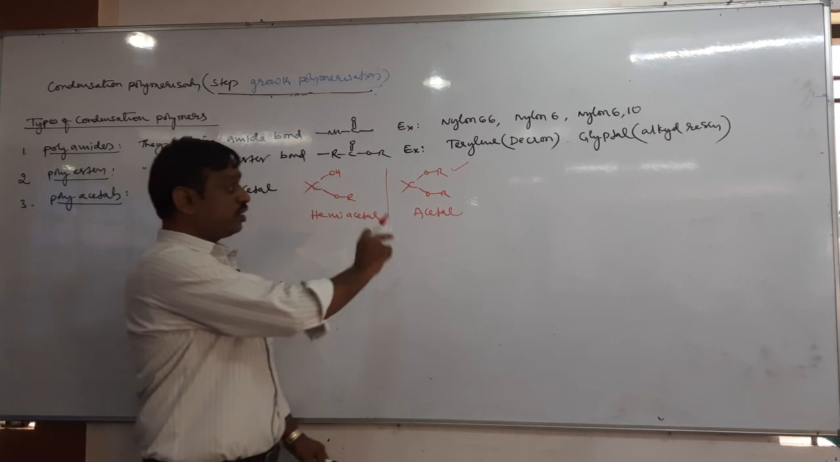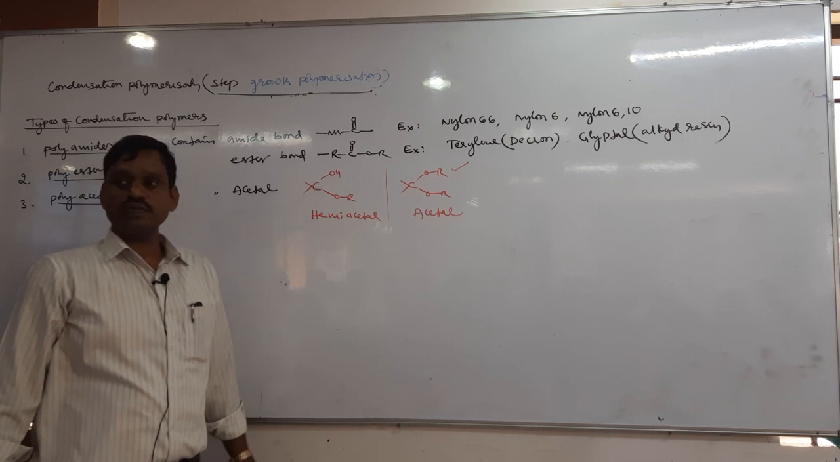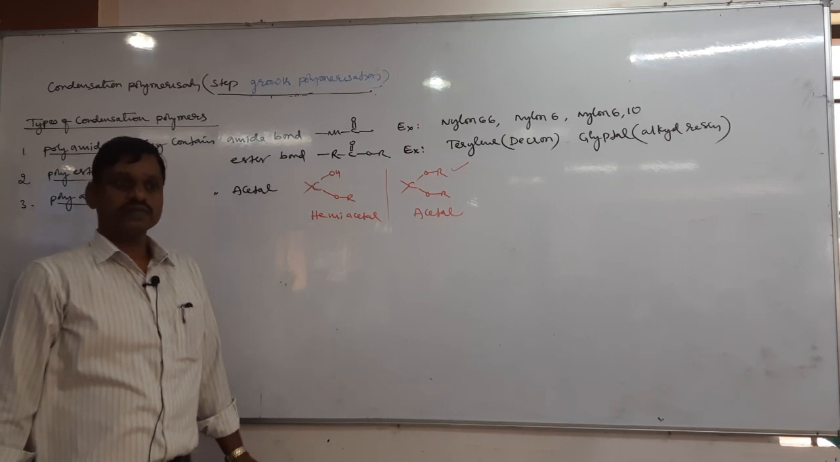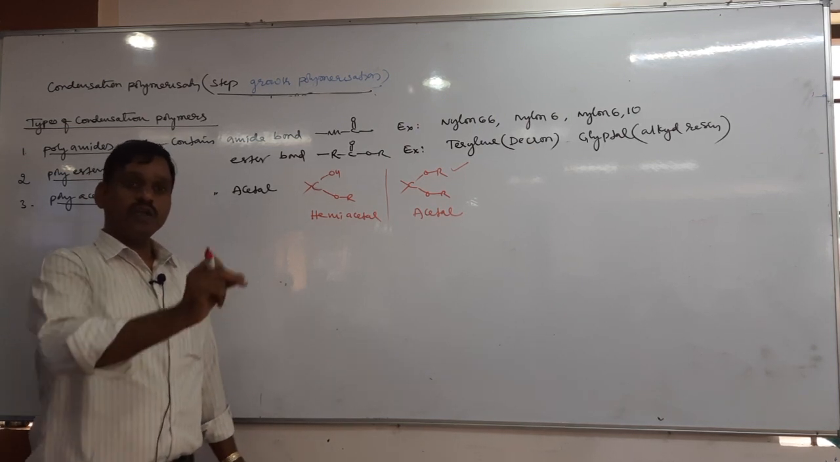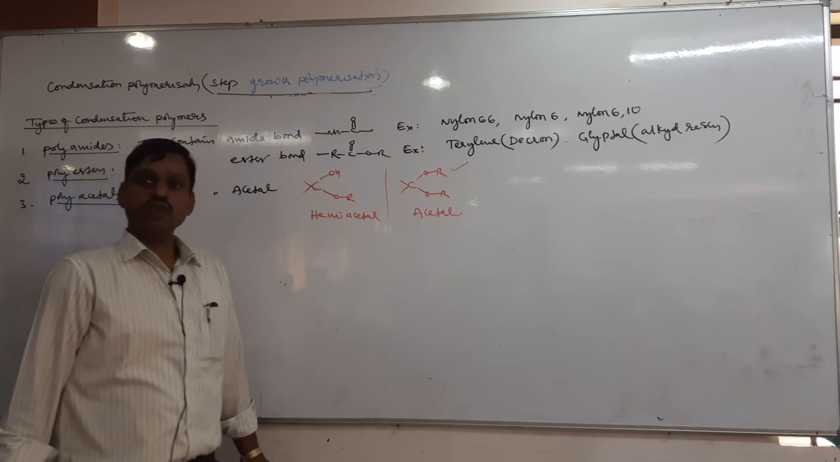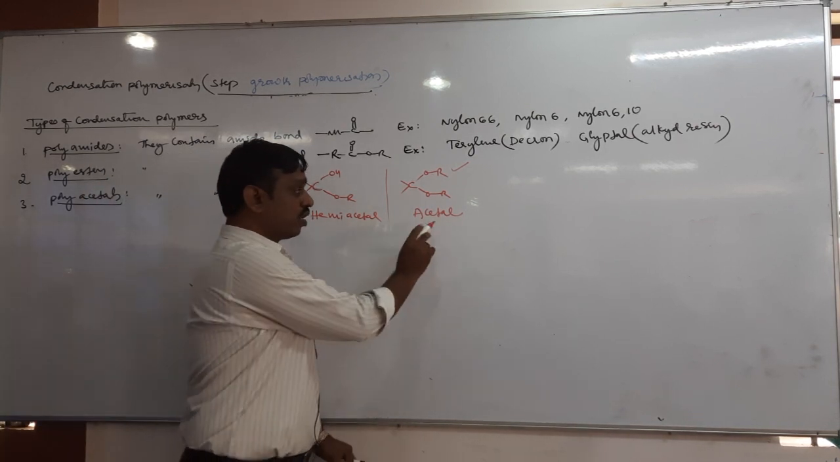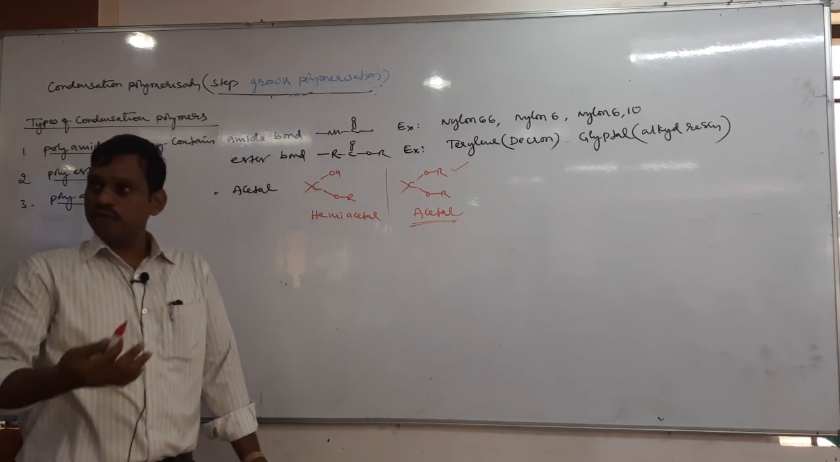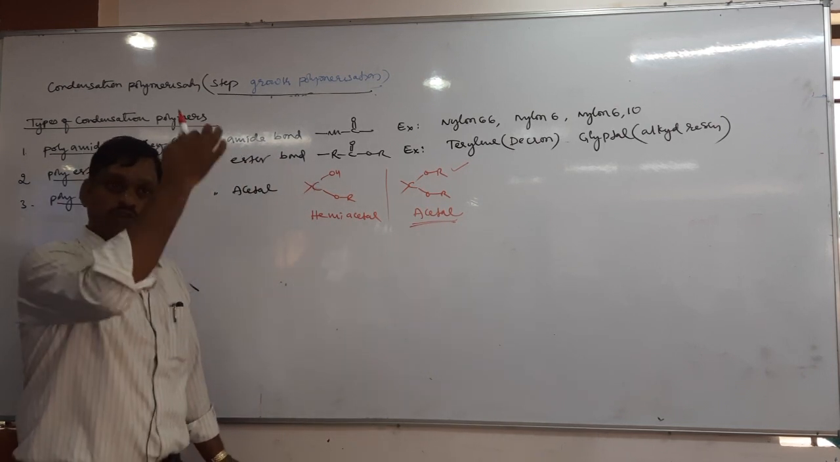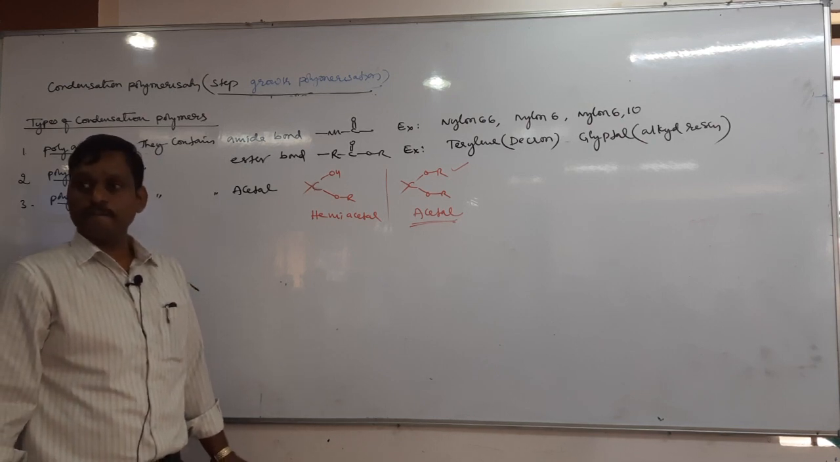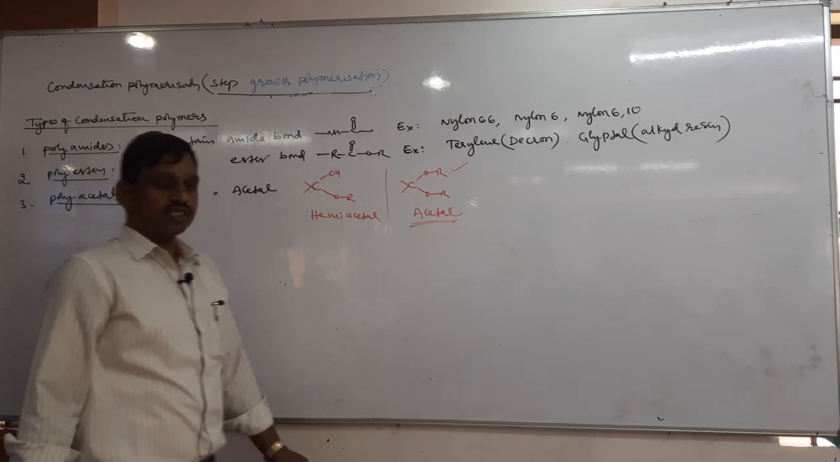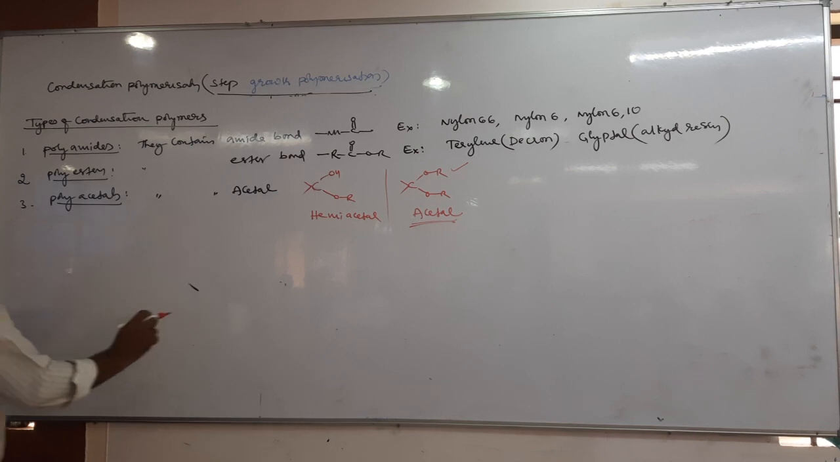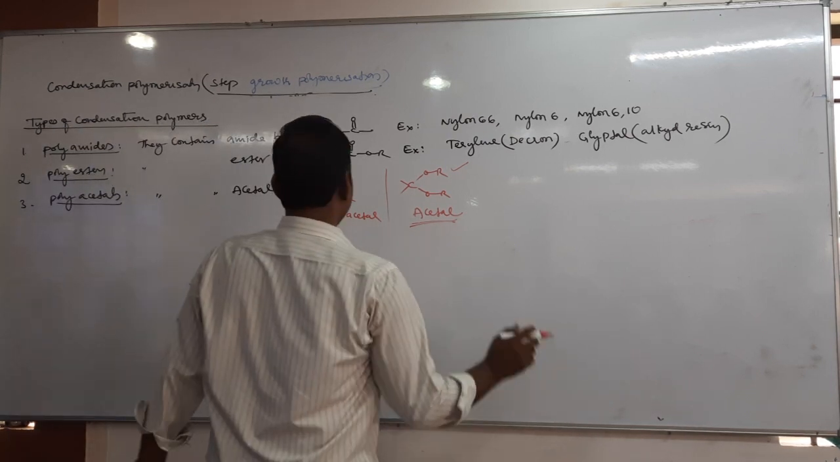Whereas which bond is the acetal bond? Glycosidic bond, right? The bond between two monosaccharides, glycosidic bond. Glycosidic bond is a strong bond. Once it is formed, it cannot be converted unless it is hydrolyzed, broken. That is an acetal bond. Okay, then what are the examples for polyacetal?